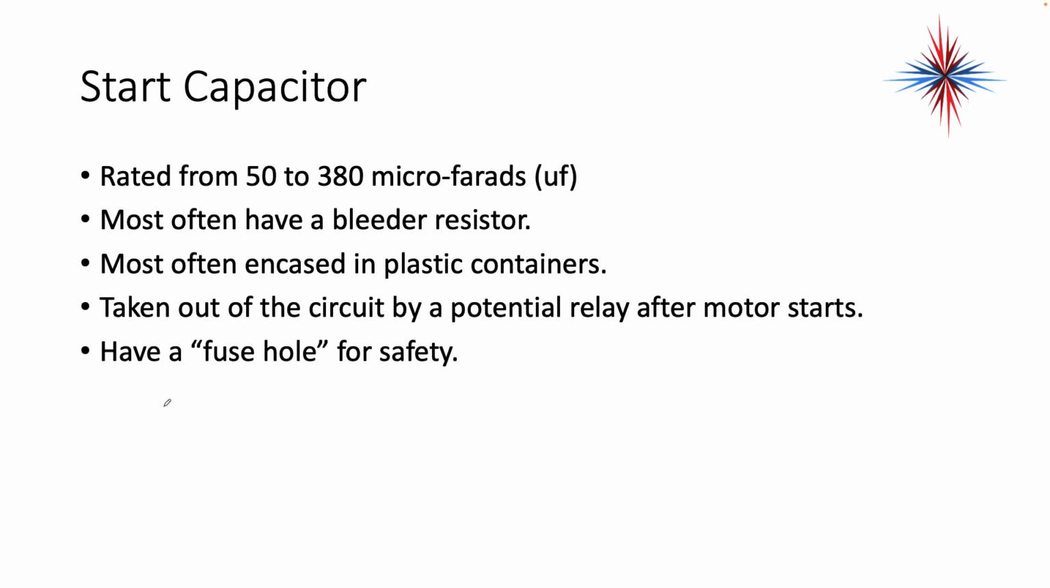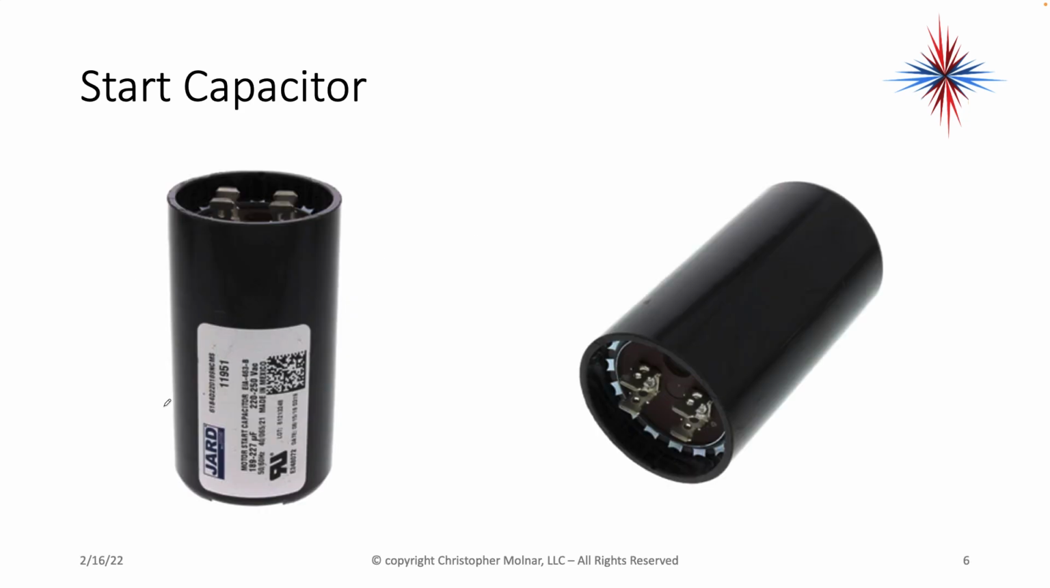The start capacitor is rated from about 50 to 300 microfarads. They most often have a bleed resistor, that's a little resistor between the two terminals, and they're mostly encased in plastic containers. They're taken out of the circuit by a potential relay or switch after the motor starts. They'll have a fuse hole in the top for safety.